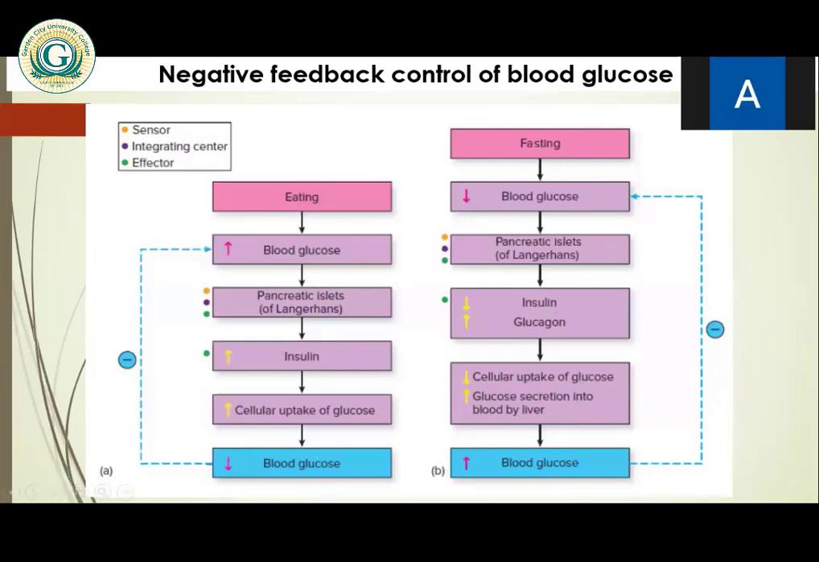Can someone also explain blood glucose level, either fasting or eating time?